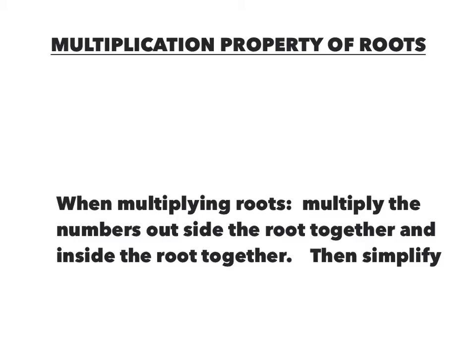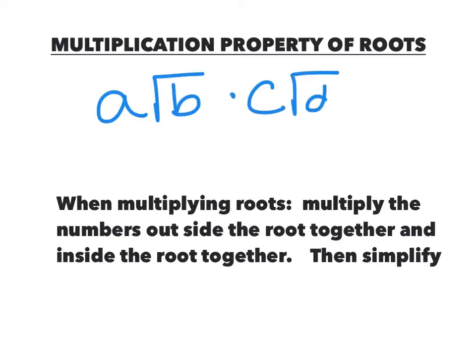Tonight's topic is all on multiplying radicals. So let's begin with the multiplication property of roots. A radical b times c radical d is equal to a times c radical b times d.